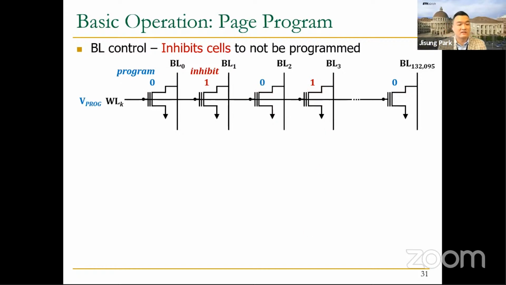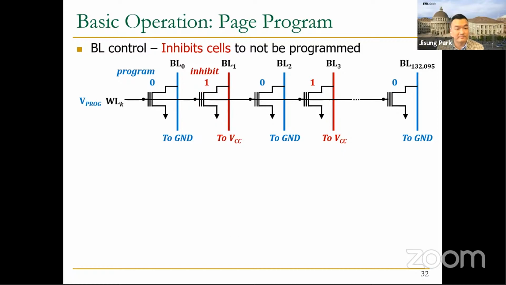So the question is, how can we program different data for the cells that are actually connected to the same word line? We can do that by selectively charging bit lines depending on the data to program. If we charge a bit line to VCC, it boosts up the substrate's voltage, which reduces the voltage difference between the control gate and the substrate to be lower than the voltage level required to program the cell sufficiently.